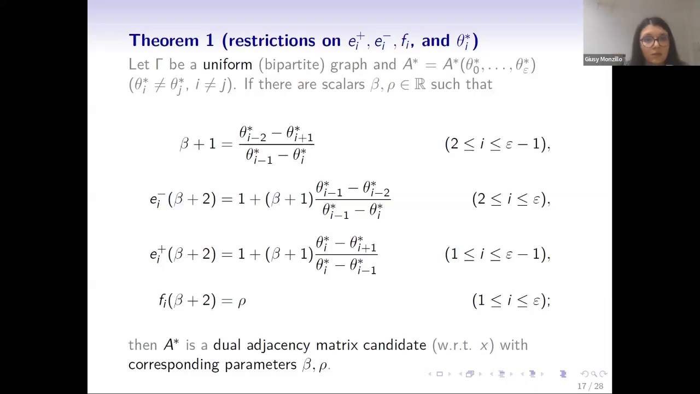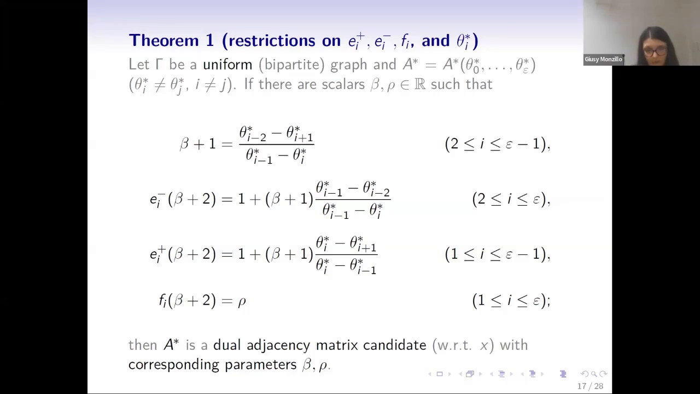If Gamma is uniform bipartite with respect to a vertex x and we pick some distinct scalars, we define A*. If there are some scalars in the real field, beta and rho, such that these four equations hold (actually more, because we need to consider this i, but fix i), then we say that A* is a dual adjacency matrix candidate with respect to x with parameters beta and rho.